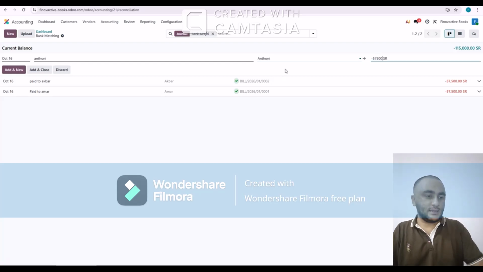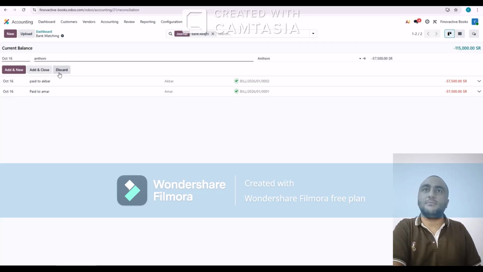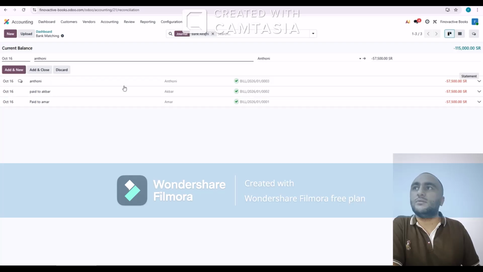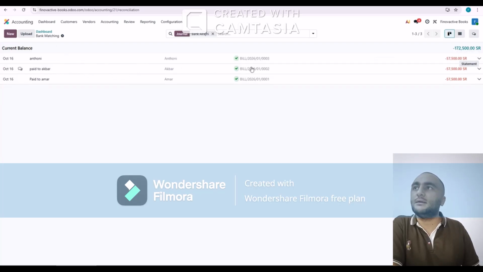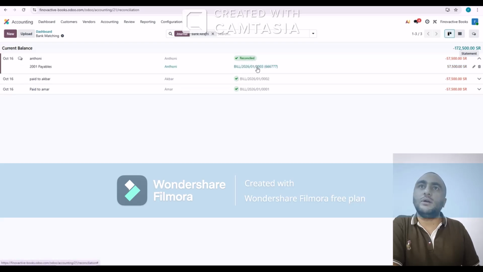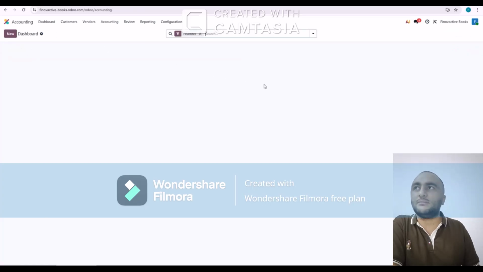Anthony partner estate, 5705. Add and close this time. So you can see here Odoo has automatically reconciled, as Odoo knows that we have to pay these vendors, and it's showing in the bank statement. So Odoo automatically reconciled these statements.